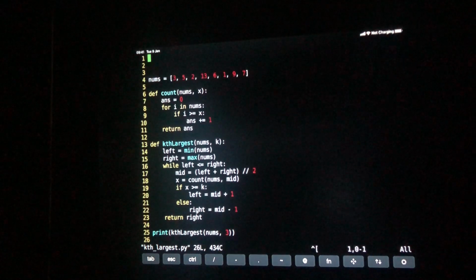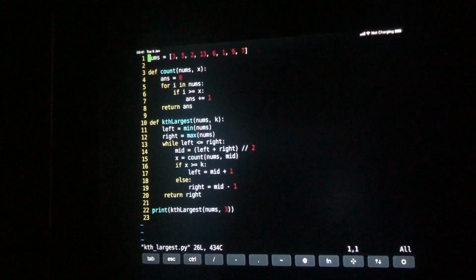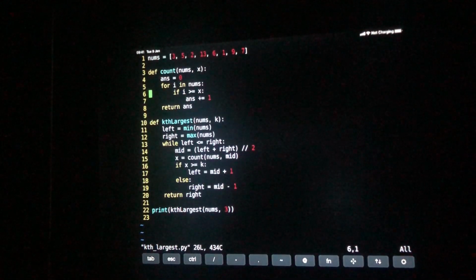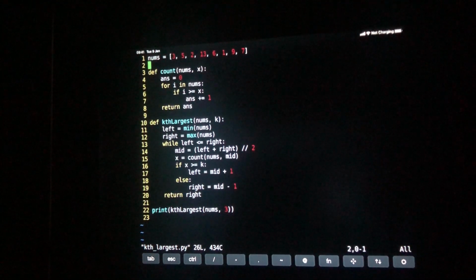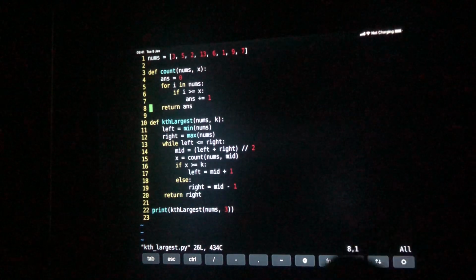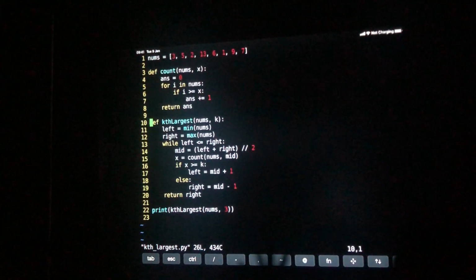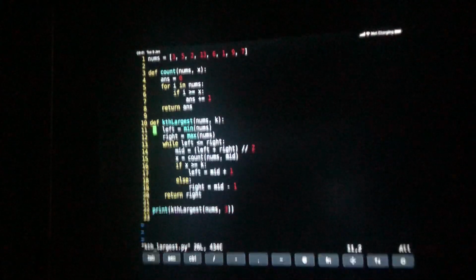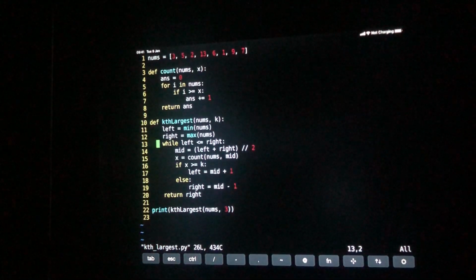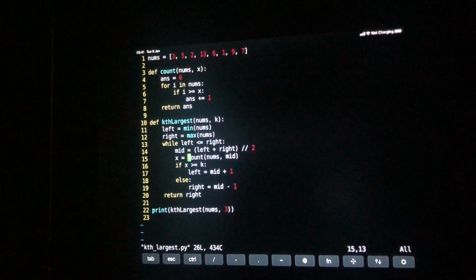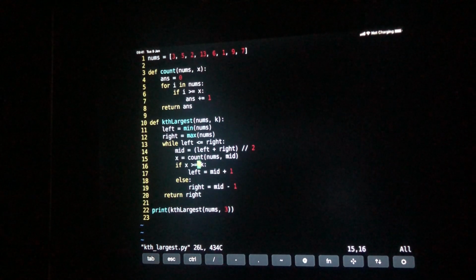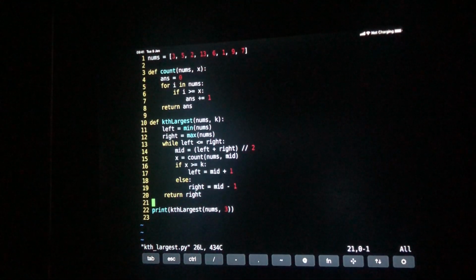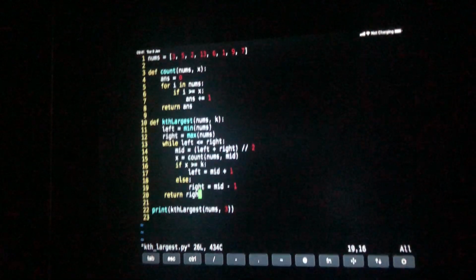Are there any questions so far? Are you sure? What's the complexity of the count function? It's O(n). What's the complexity of kth largest? It's O(n log n), because it uses the count function. The count function is O(n), and this binary search is usually O(log n). So when you multiply them together, it's O(n log n). Am I right?